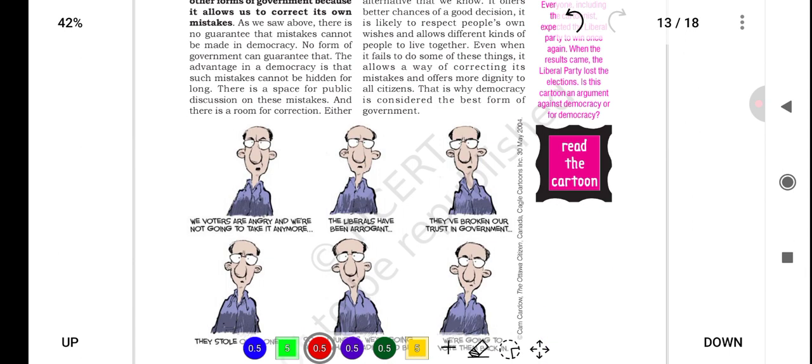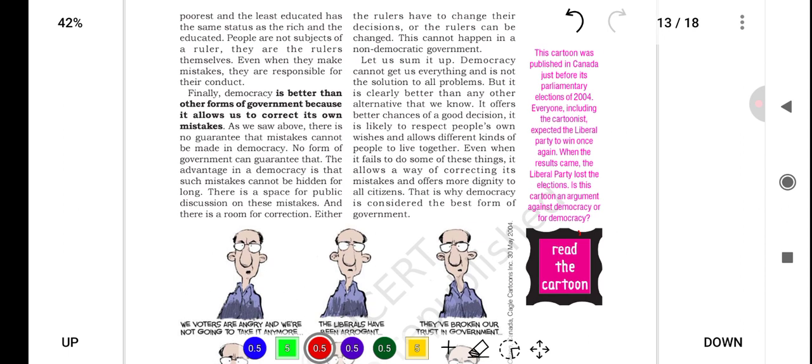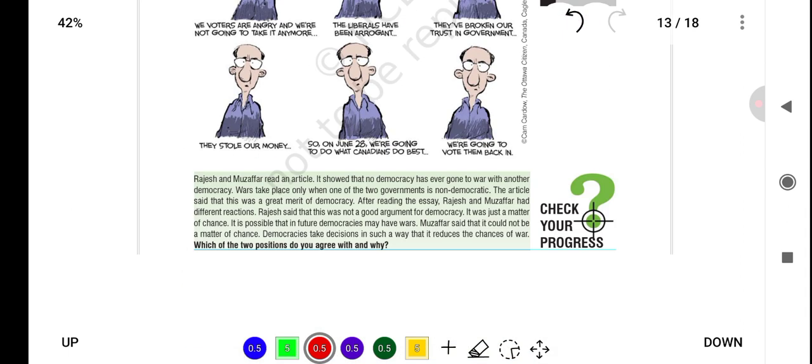Here another cartoon has been given. It is, I think, about the election scenario in Canada. So you can pause the video and have a look at this, and you can also have a look at the check your progress green snippet.